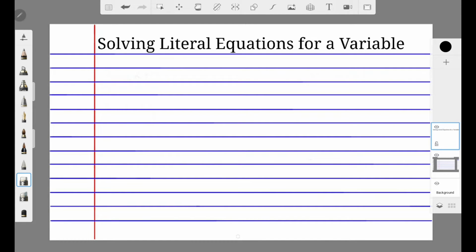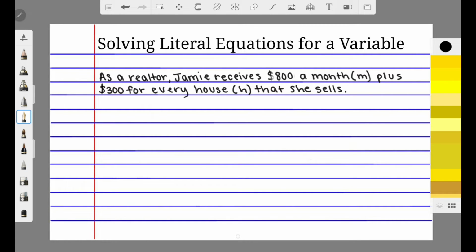Alright, now let's do a word problem using literal equations. As a realtor, Jamie receives $800 a month, the variable m, plus $300 for every house h that she sells. So let's write a literal equation first. Alright, her salary, S, is equal to 800m, because she gets 800 every month, plus she gets $300 for every house that she sells. Alright, so now we have our literal equation.